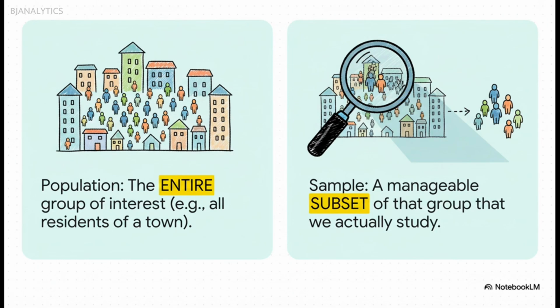First things first, we've got to know who we're talking about. The population is the whole shebang, the entire group we're interested in. So in our mystery, it's every single resident of that town. But trying to study every single person, that's usually impossible. So, what do we do? We take a sample, a smaller, manageable piece of that population that, hopefully, represents the whole group.